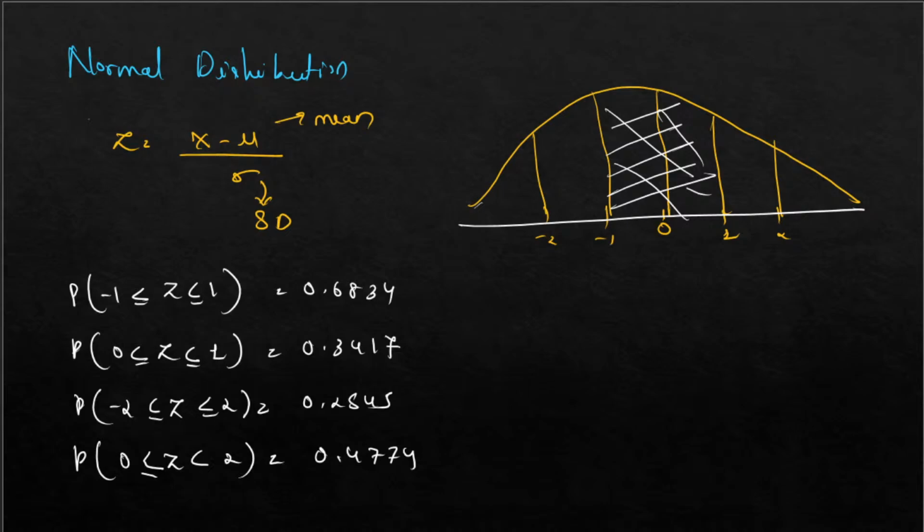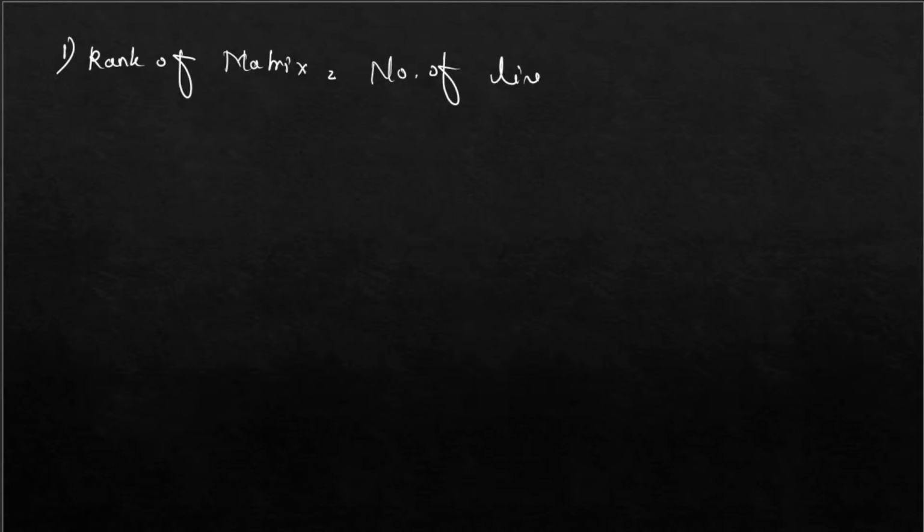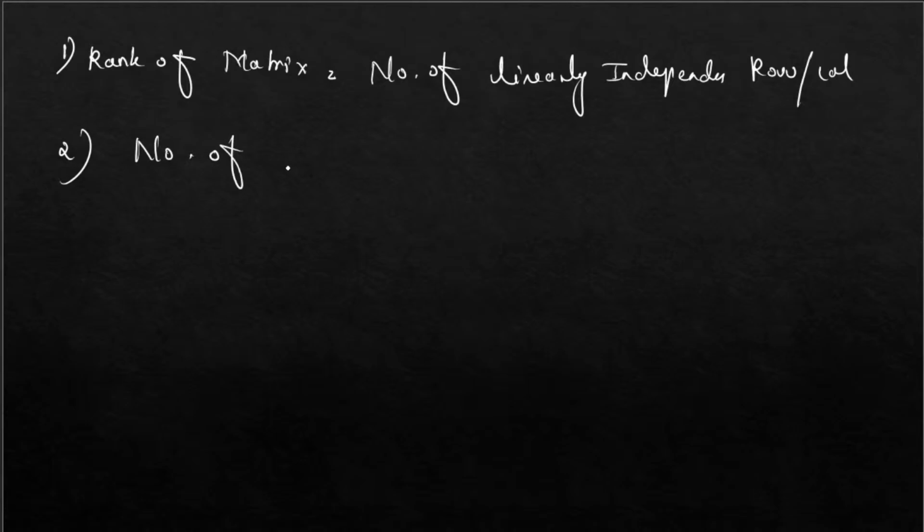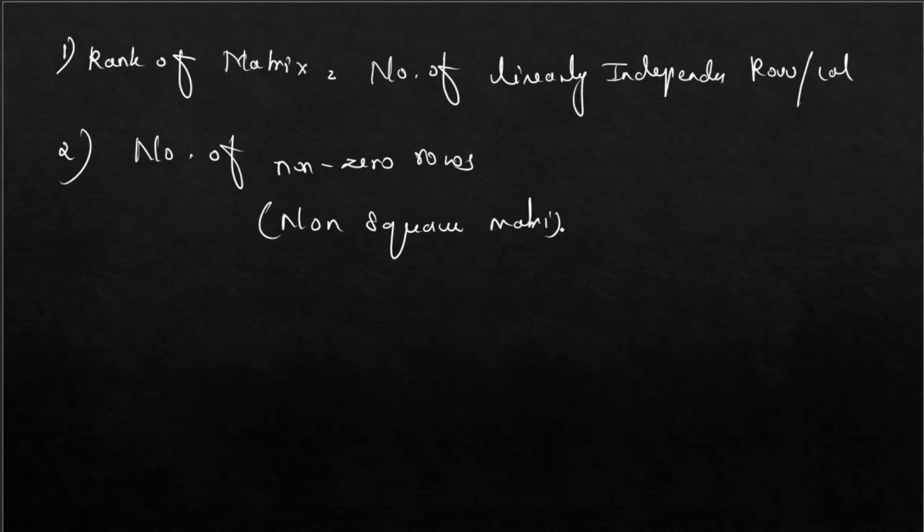Okay, so let's discuss. First, the rank of a matrix is equal to the number of linearly independent rows or columns. Second, it is the number of non-zero rows in a non-square matrix. So this we can do by using the elimination technique.